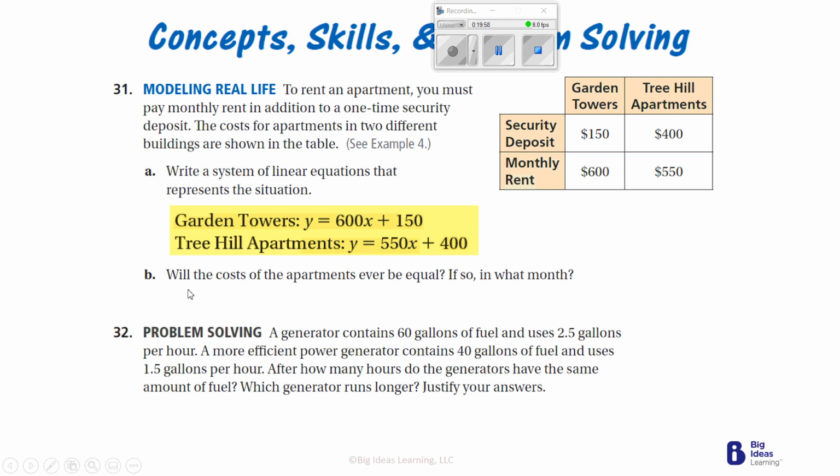Will the cost of the apartments ever be equal? If so, in what month? Well, eventually they will be equal, because these do not share a line. Let's see, if one is starting here in the lower one, this is going to be a steeper rate. And this is going to be at a less steep rate, but it's higher. Yeah, eventually they will meet. Yes, in month 5, they will have connected.